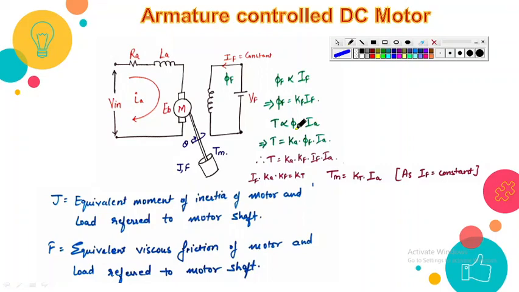So what we do, we actually change only one value and keep the other value fixed. When we are talking about armature controlled DC motor, that means that we are going to keep one of the quantities fixed, and that quantity is my field current. I'm going to change the armature current. So with the change in this armature current, we can change our torque value. That is the concept of armature controlled DC motor.